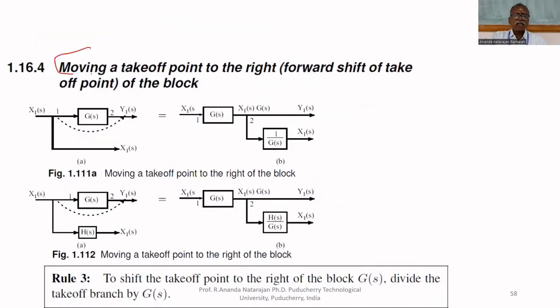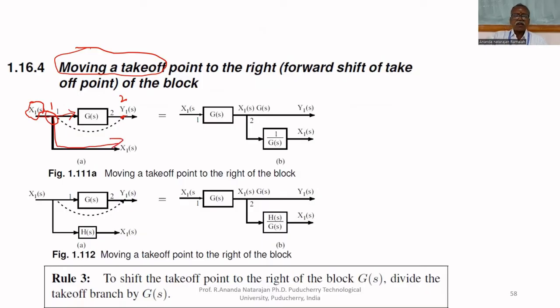So, moving a takeoff point or takeaway point to the right. I want to move this takeaway point from point 1 to point 2. Then only I can reduce the block diagram. If you want to move that, what is the problem here? This x1 signal is coming through this line to G1, G. The same x1 is going through this also.